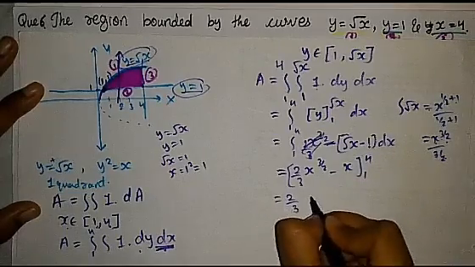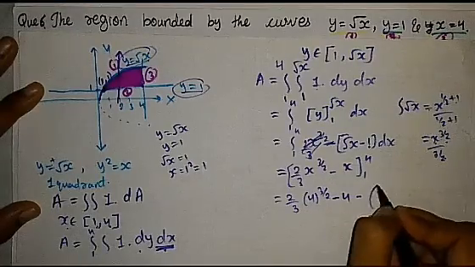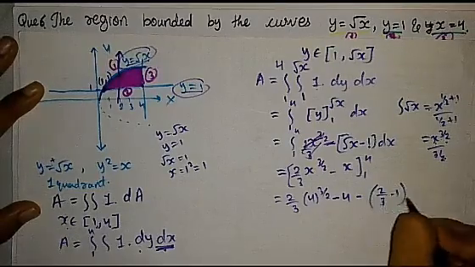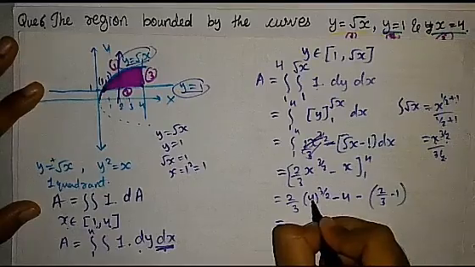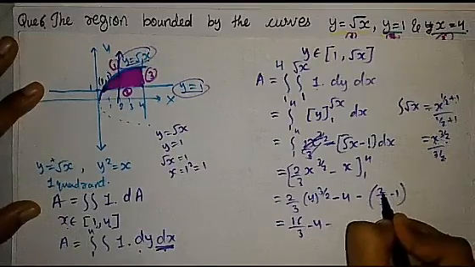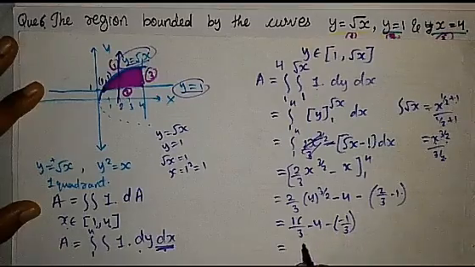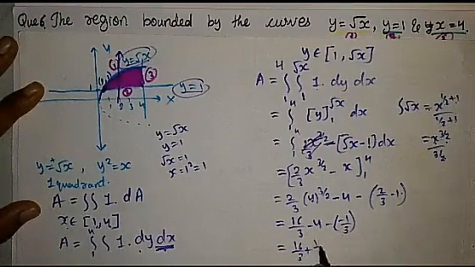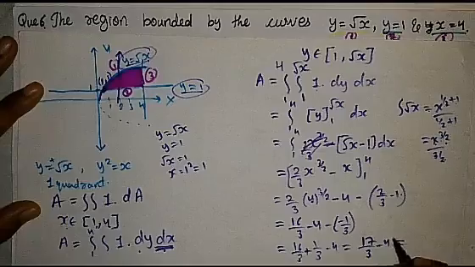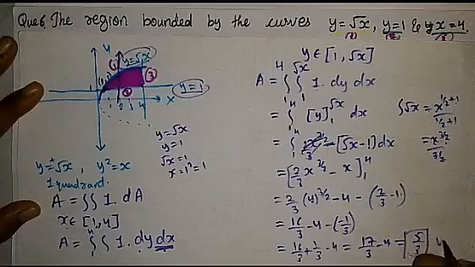Now put the limit, we get 4 raised to 3 by 2 minus 4, upper limit minus lower limit. If we put 1, we will get 2 by 3 minus 1. We know root of 4 is 2, 2 cube is 8, 2 by 3 into 8 is 16 by 3, minus 4, minus 2 by 3 minus 1. So that is equal to 16 by 3 plus 1 by 3 minus 4, that is equal to 17 by 3 minus 4. Now take the LCM, we get 17 minus 12, 5 by 3. So this is our answer.